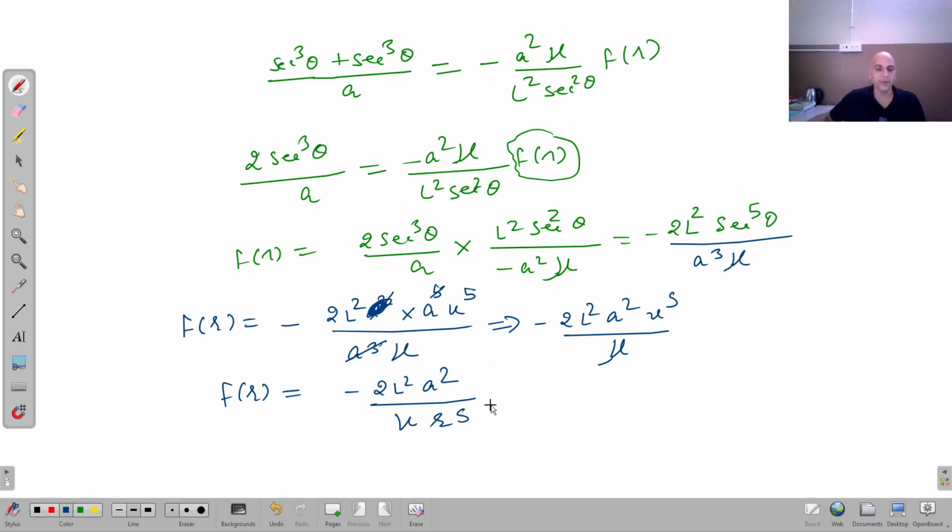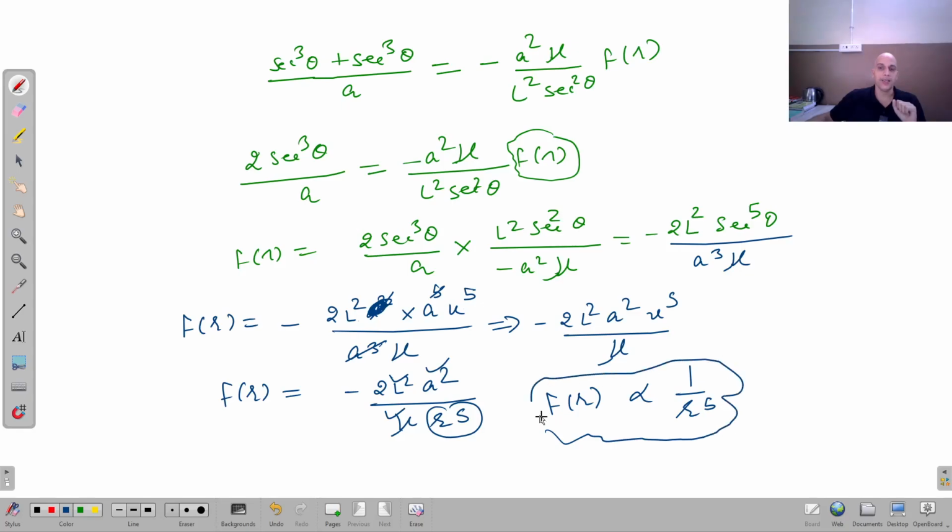u power 5 means 1 upon R power 5. As all these terms L, a and mu are constant, R is the only variable. So f r we can say is directly proportional to, and it is negative, 1 upon R power 5. So we can say that this force is inversely proportional to the fifth power of R, and it is attractive because it is negative. So this was the answer to this question.